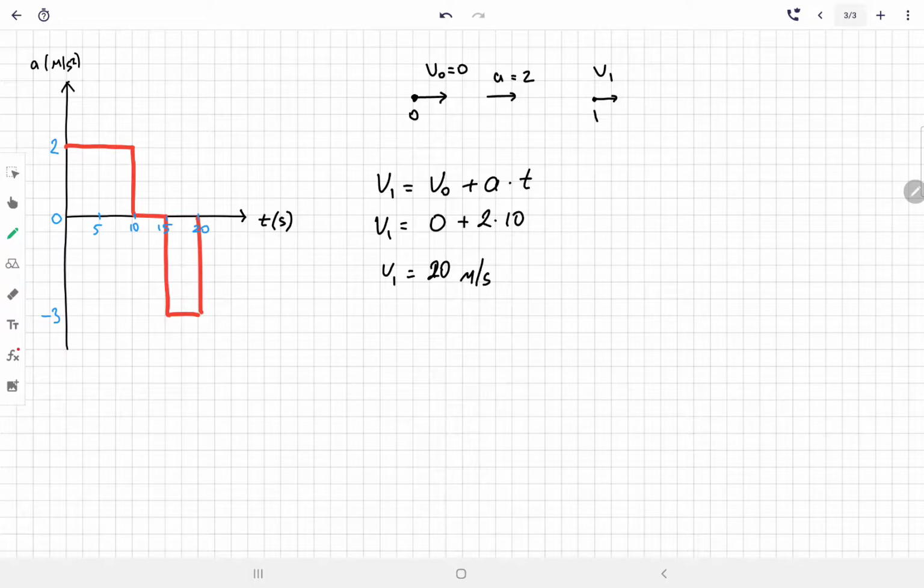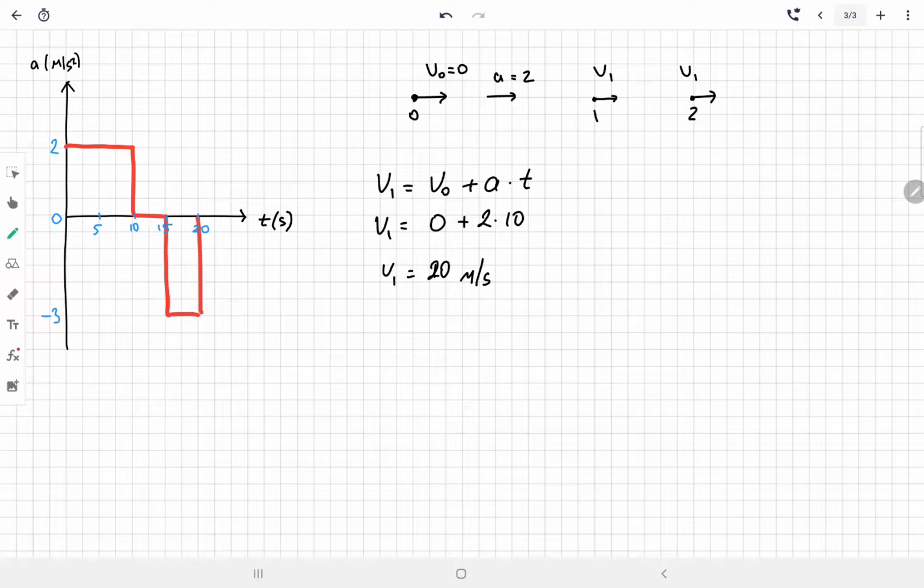Let's continue. We should find speed at 20 seconds. So pay attention to this graph. What happens between 10 and 15 seconds? We can see that acceleration equal to 0. What does acceleration equal to 0 mean? It means velocity is not changing anymore. It's a constant. So after 5 seconds, let's say it will be at point 2. And it's still moving with the same velocity, 20 meter per second, because acceleration is 0.